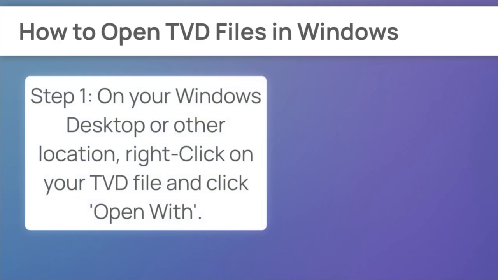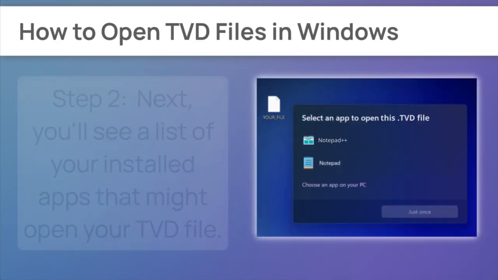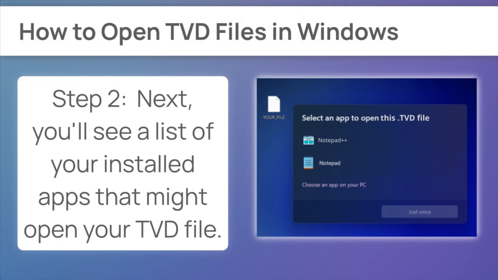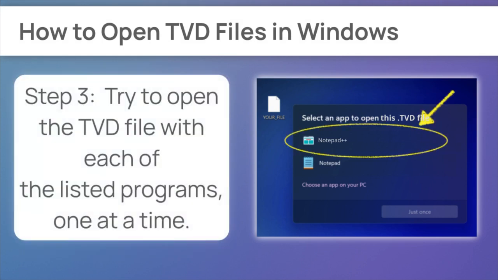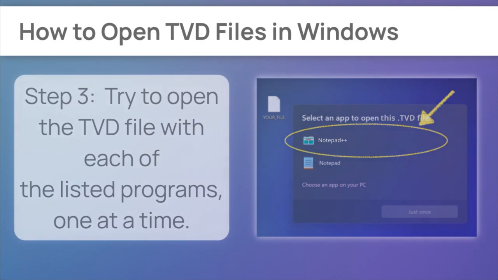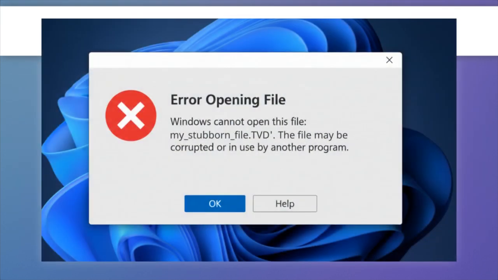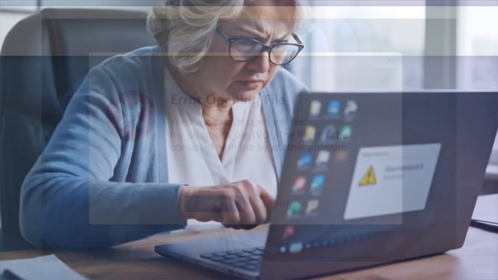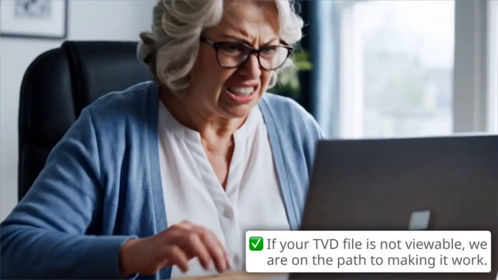We are initiating the software cross-check. Right-click your TVD file and choose Open With. Test with Notepad++ first. If it's missing, select another program. The solution is often non-obvious. If you still cannot open your TVD file, that is okay. This format is tricky. Since the TVD file is so specific, let's confirm your environment.